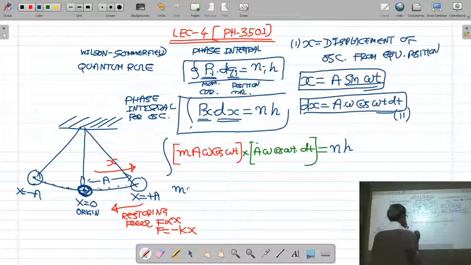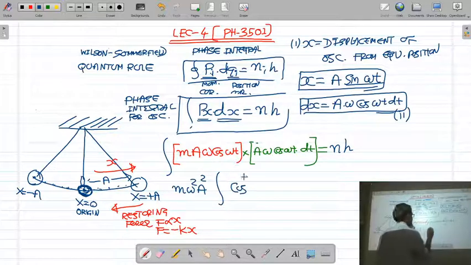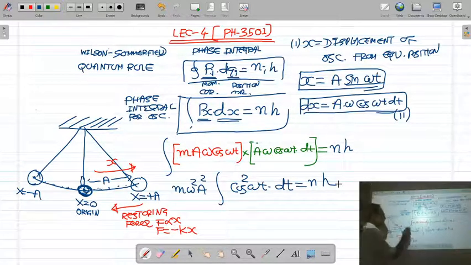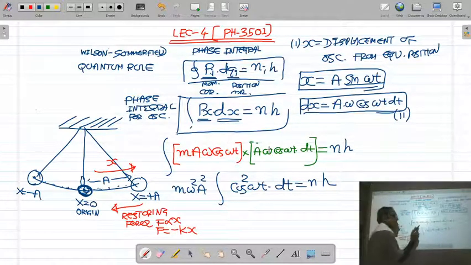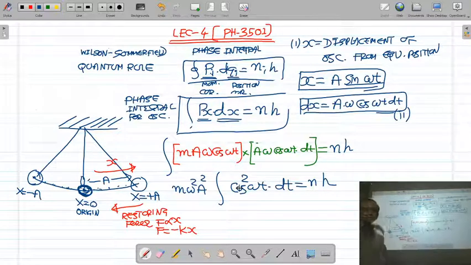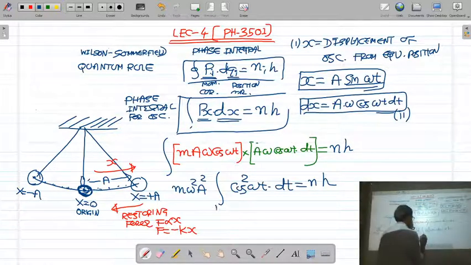A omega into A omega will be a square omega square, taken outside the integral. The integral of cos omega t into cos omega t will be cos square omega t dt, which is equal to nh. What is the limit of time t?